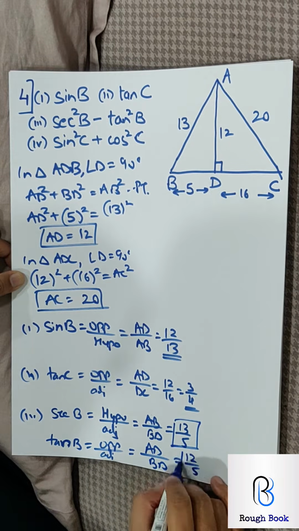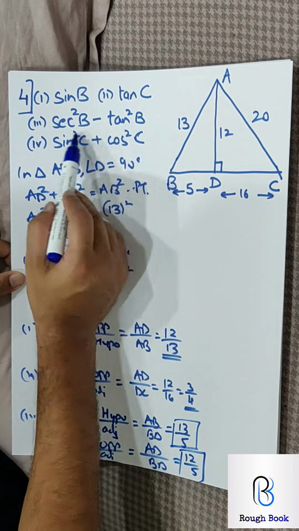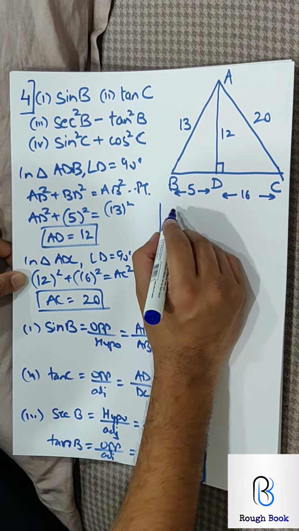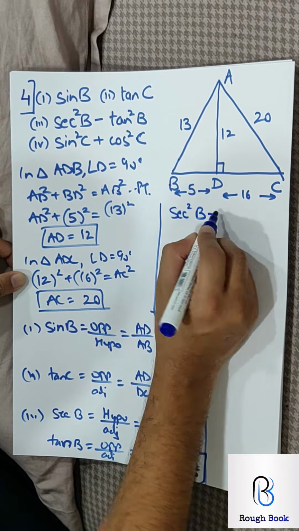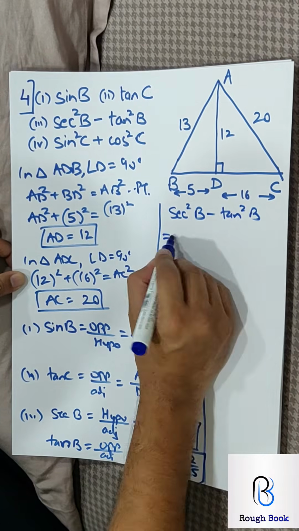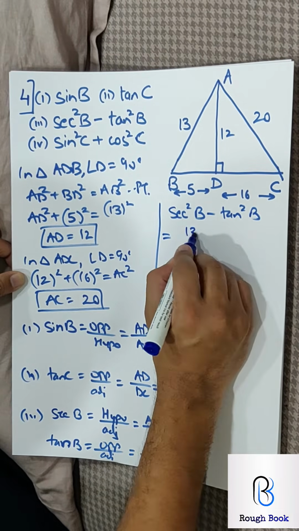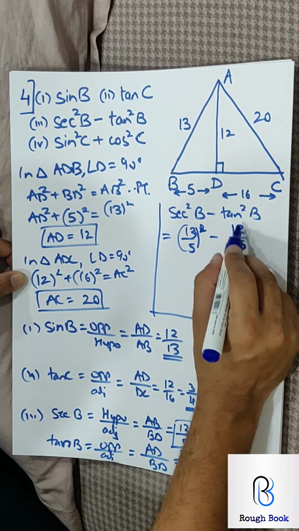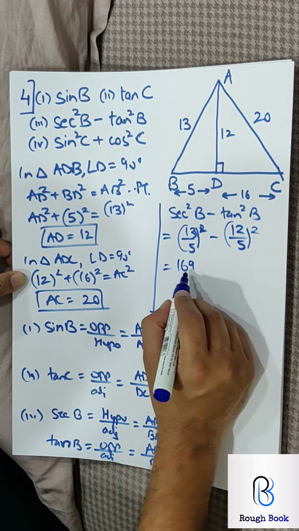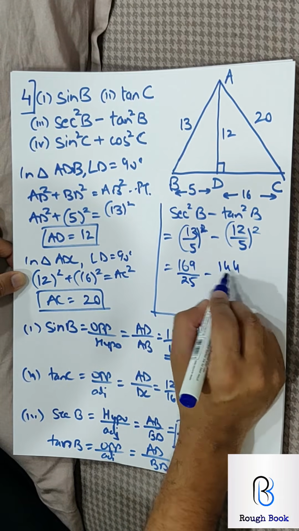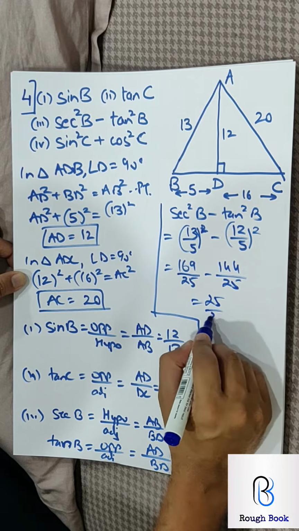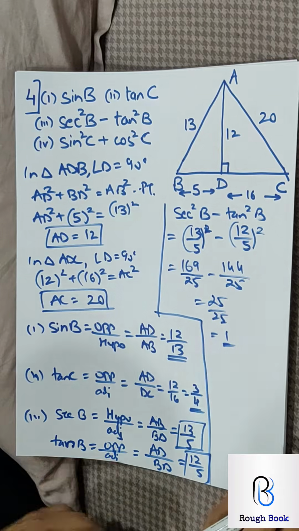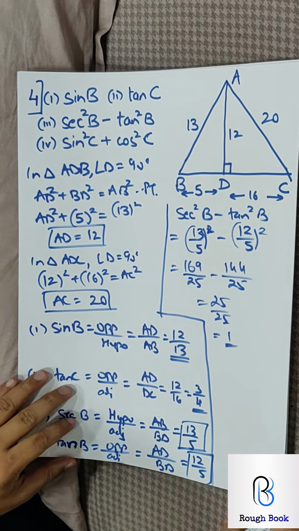Now I am taking this one and substituting in this entire expression, the third one. So let me do it here so we are on the same page. So it is sec square minus tan square. So sec is 13 by 5 and tan is 12 by 5. So I get 169 upon 25 minus 144 upon 25, 25 by 25. So my answer becomes 1. Yeah, that's the third part. How many got this correct? Lovely. Let's go for the last part.